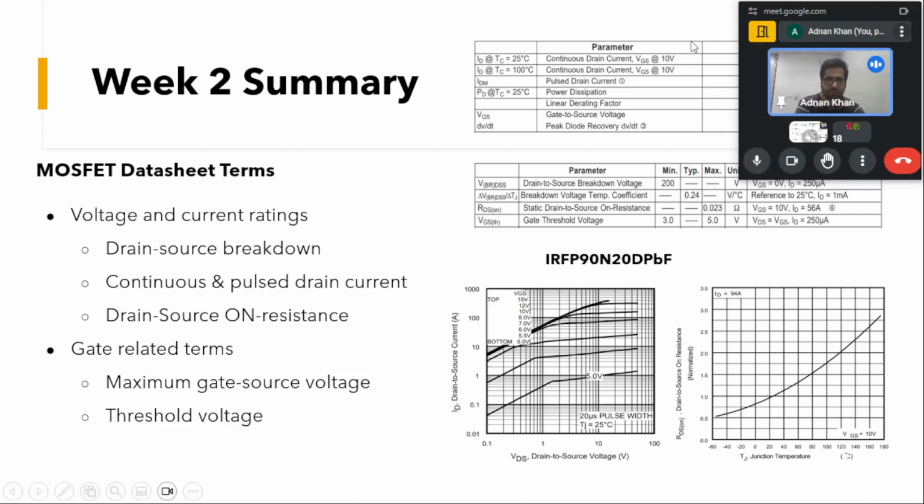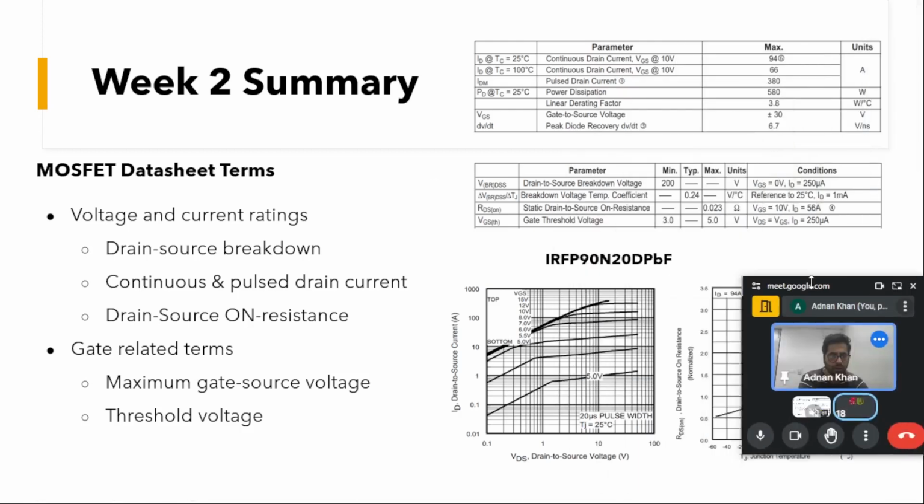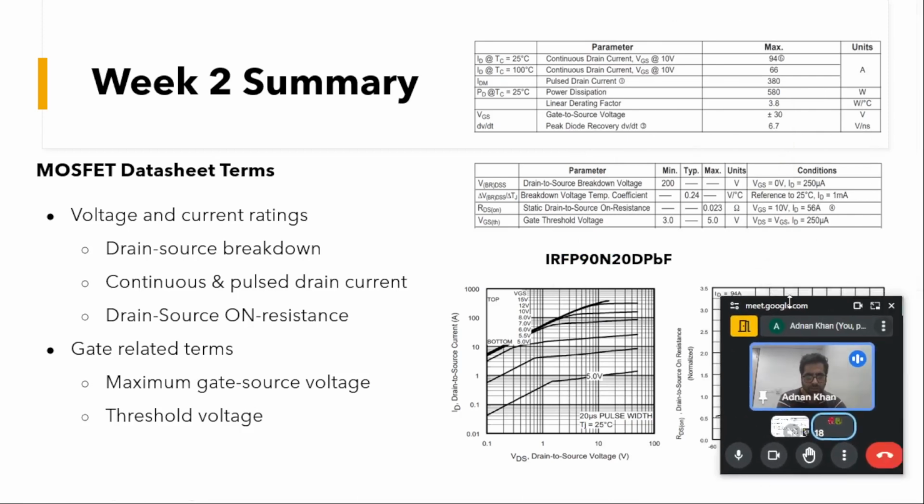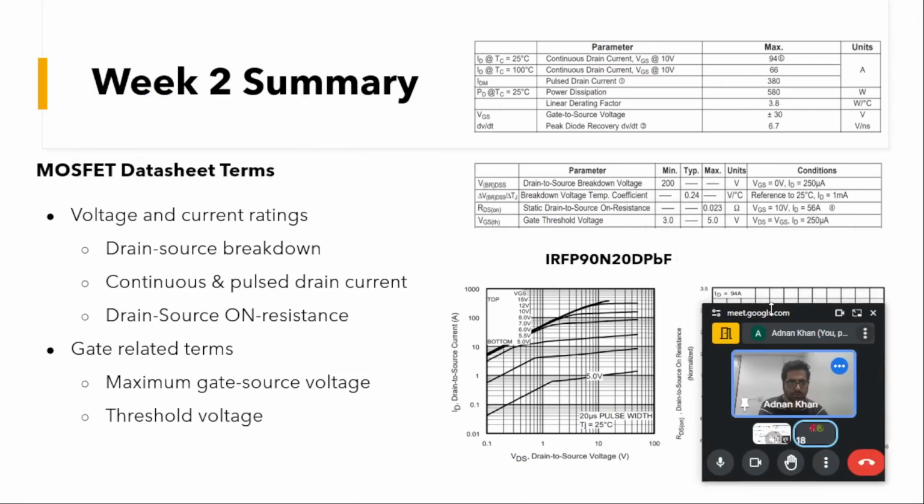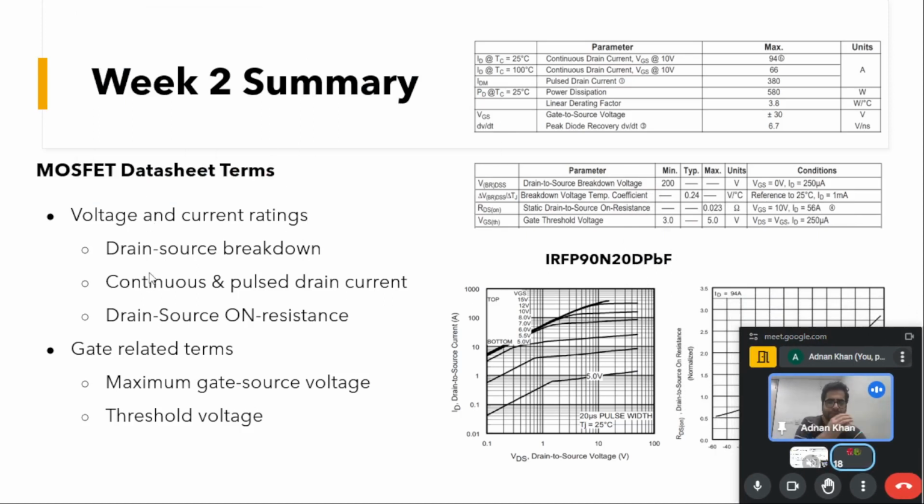And usually for the MOSFETs, in the data sheets a number of terms are present. If you start, the first thing is that voltage and current ratings will be given, the parameters. If you see the drain to source breakdown voltage, the minimum typical, for this MOSFET it is given as 200 volt. So it should be able to block a VDS of around 200 volts.